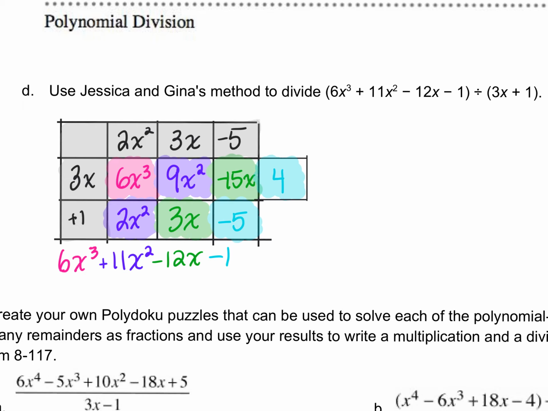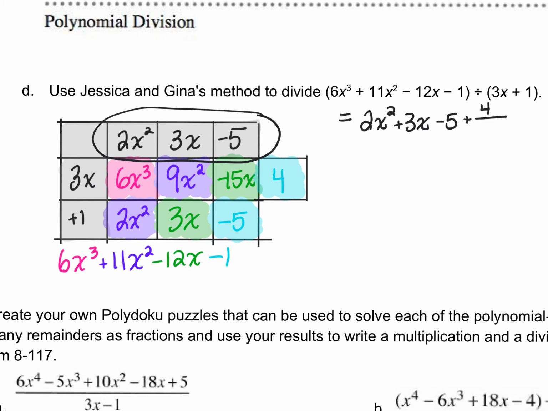So my answer to this problem, remember, we're figuring out what the division of these two polynomials is. My answer is what's here, with any remainders that might be necessary. So my answer is going to be 2x squared plus 3x minus 5, and I have a remainder of 4. So remember, we talked about the remainder will be written as whatever it is over what you're dividing by. So that's my answer.